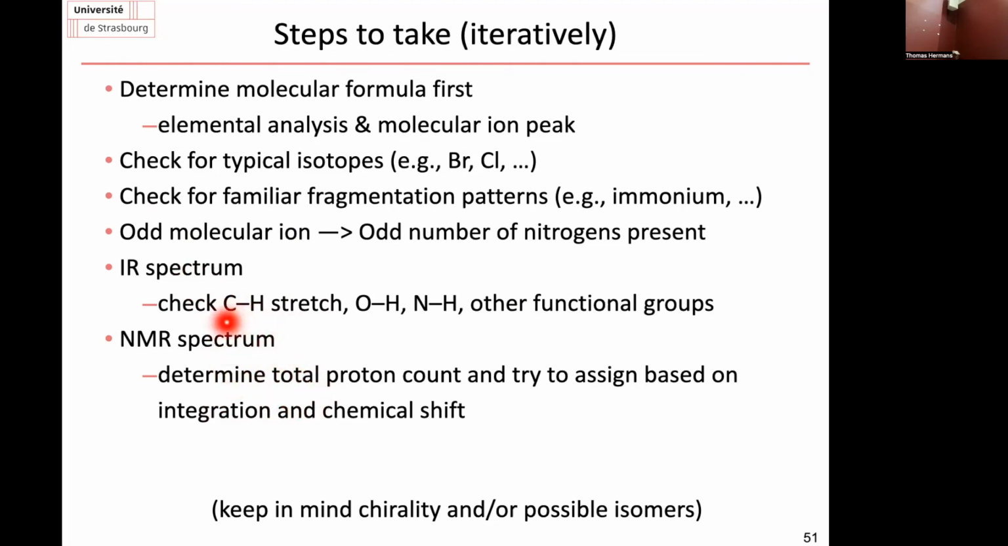And so in the NMR, once you have identified maybe some functional groups or at least some typical stretch vibrations, you can go to the NMR. You can try to count the protons, look at the integrals, look at the chemical shifts, and then iterate through these different points of information to see whether you can assign some fragments, the molecular formula, and so on. But always keep in mind that compounds can be chiral and compounds can have different isomers. So just keep that in mind.